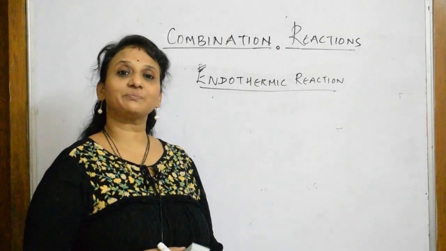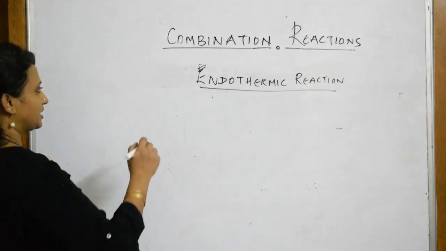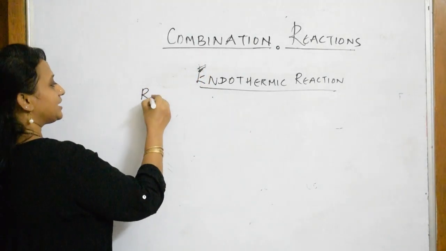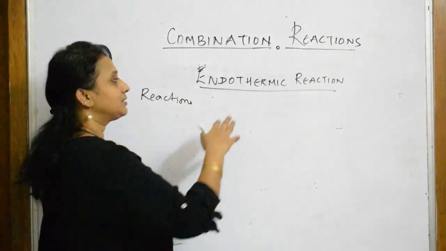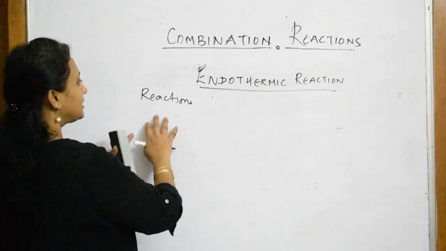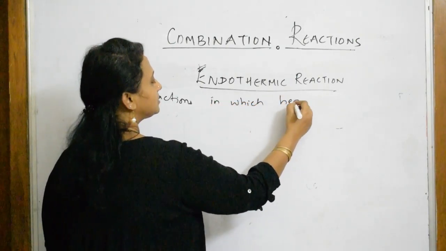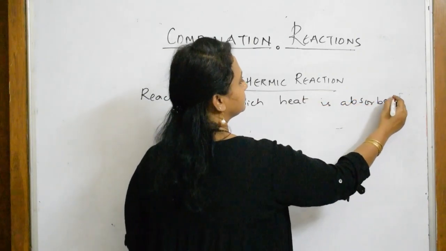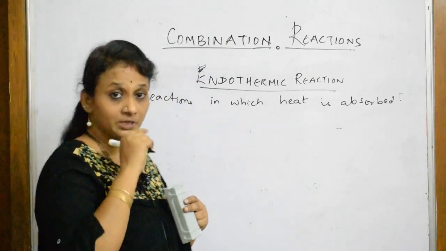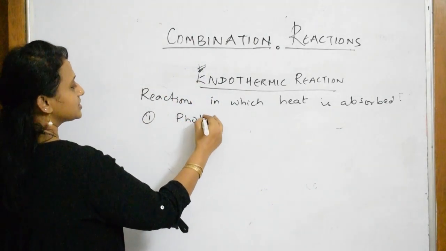Now let us come back and see the endothermic reaction. So what is endothermic? Let us define this. Endo means absorbing in, thermic means heat. Reactions in which heat is absorbed are called endothermic reactions. The best classic example for this is your photosynthesis reaction.